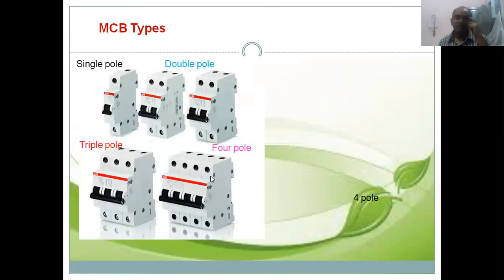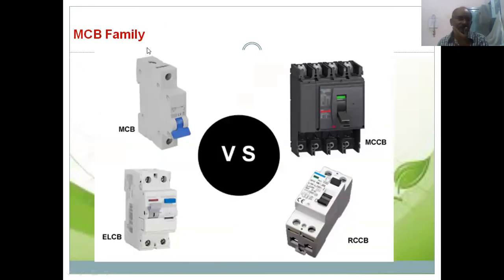Now the MCB types. Similarly, we have seen the switches: only pole, only phase. This is a double pole, phase and neutral. The two switches are provided. This is a triple pole. This is a triple pole. This is a four pole. Now, already we have seen. Now so here is an MCB.